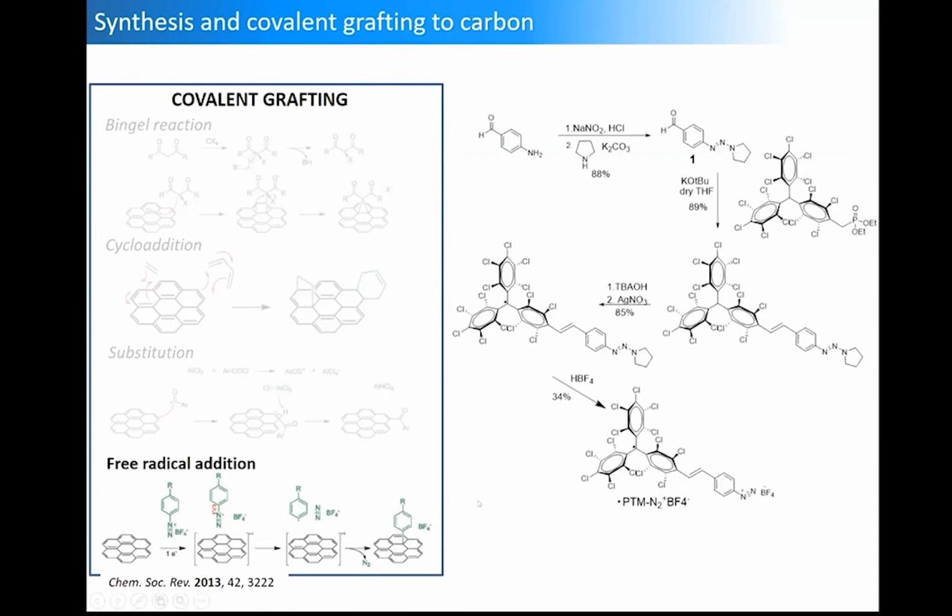So this is the synthesis we followed, very briefly. We needed to go through this derivative that has a triazine protecting group, because we could not do the synthesis of the radical directly on the diazonium derivative, as diazonium salts are not stable under the conditions we use to generate the radical. But upon formation of the radical with the triazine, it was easy to form the diazonium derivative. So we had this PTM radical modified with diazonium salt.